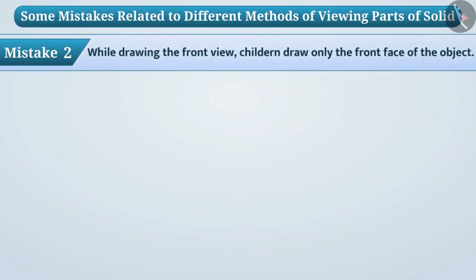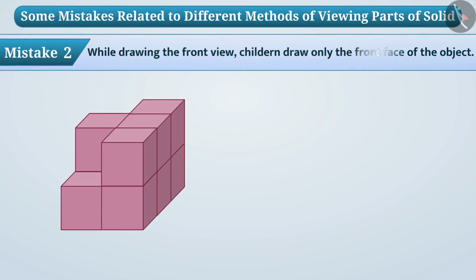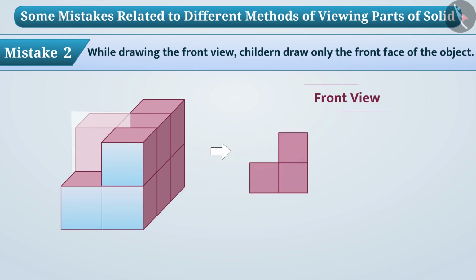Mistake 2. While drawing the front view, children draw only the front face of the object. If children are asked to make the front view of the shape shown, then they take into consideration only the most visible cubes when making the 2D figure. They ignore the cube that appears behind. This gives them such a front view, which is a misunderstanding.